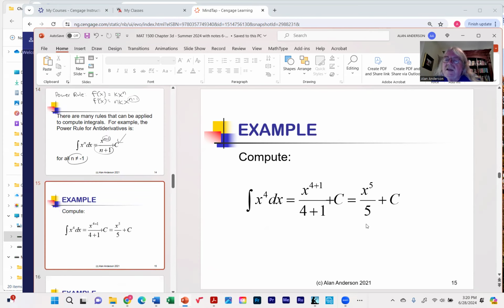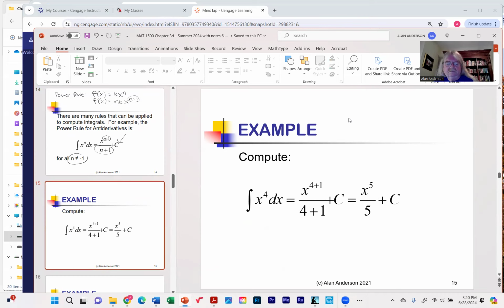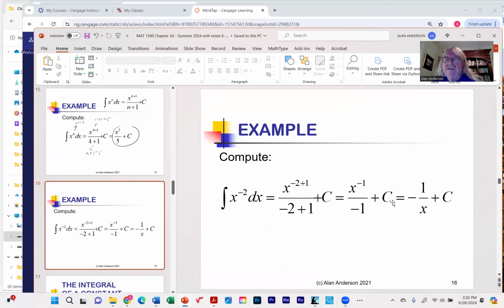Okay, so for example, what if I'm trying to find the integral of x to the 4th power? Based on that power rule, let me copy it here so we can see it again. In this case, n is 4. So therefore, n plus 1 must be 5. And down here, same thing. And we have x to the 5th over 5 plus c.